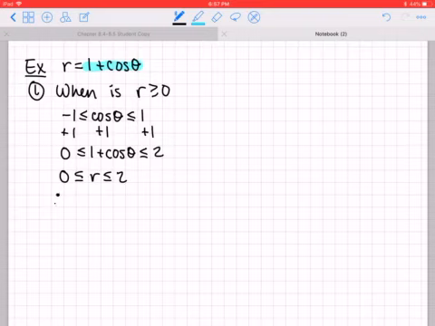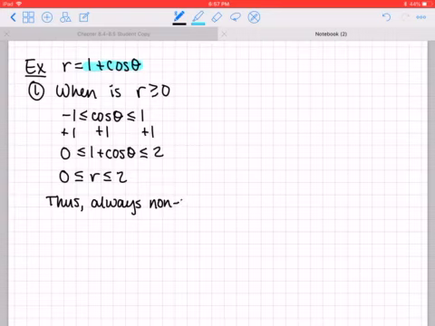So therefore, it's always positive, or we should say always non-negative here, because it could equal 0. There we are. So that's done, and now we can graph it.